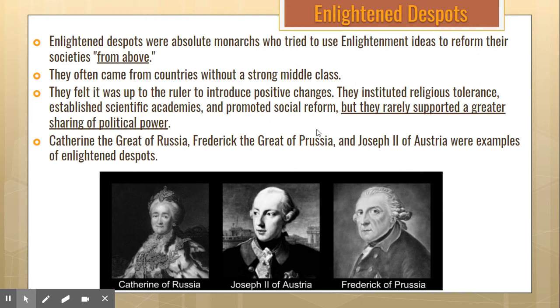They often came from countries without a strong middle class, like Russia. They felt it was up to the ruler to introduce positive changes. They instituted religious toleration, so they did some good things. They established scientific academies, and they promoted social reform, but they rarely gave up any of their absolute power. And Catherine the Great of Russia, which is there on the left, Frederick the Great of Prussia in the middle, and Joseph II of Austria are examples of enlightened despots.